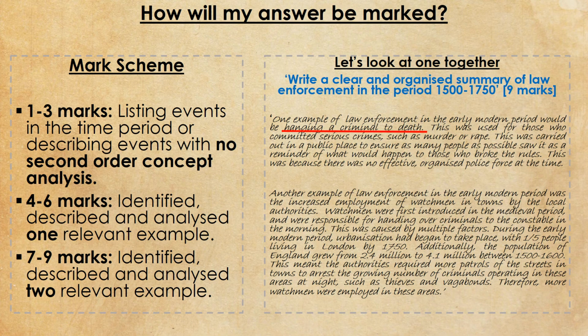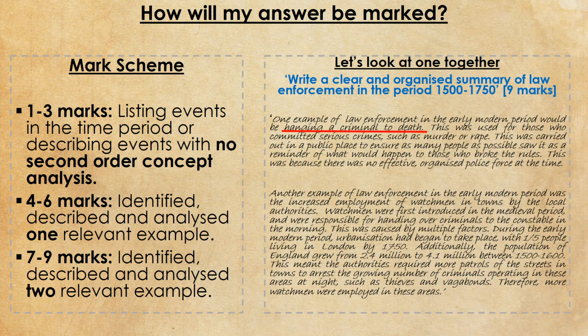So immediately, even though they accurately describe what hanging criminals to death was in this period, it's not answering the question. It's not asked you to talk about punishment in this period, it's asked you to talk about law enforcement. So this isn't a relevant example, so therefore they're still at 0 marks, and all of the rest of that paragraph can't be credited. Let's see if they can claw it back in their second example.